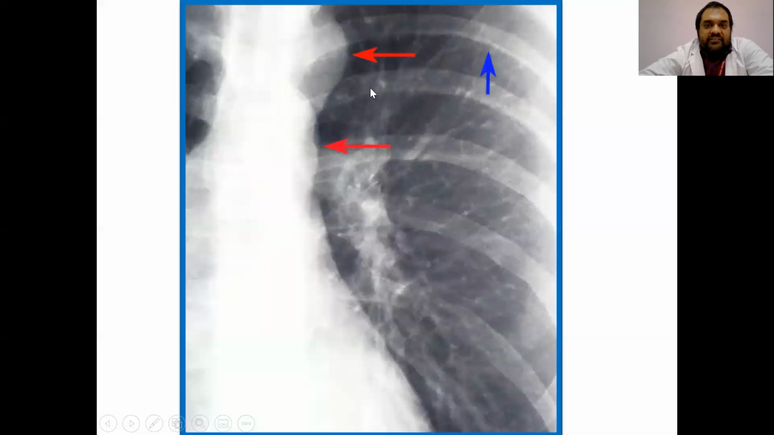You can see the red arrows. The red arrows are pointing to the figure of 3, and here the blue arrow is showing the inferior rib notching. So the figure of 3 plus the inferior rib notching should make us suspect coarctation of aorta.